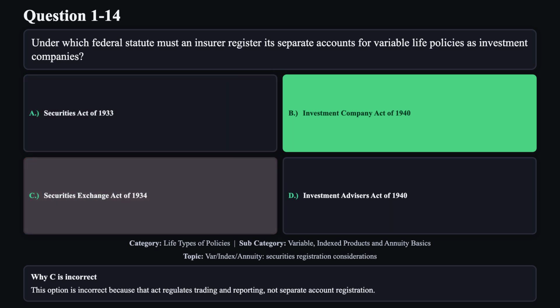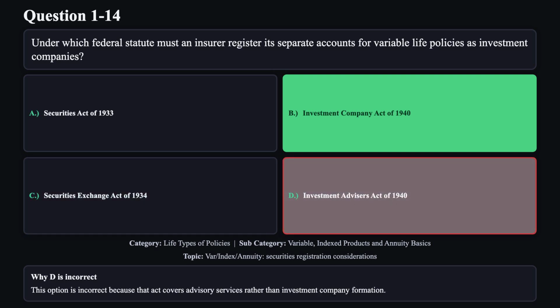Reason C is not correct. This option is incorrect because that act regulates trading and reporting, not separate account registration. Reason D is not correct. This option is incorrect because that act covers advisory services rather than investment company formation.